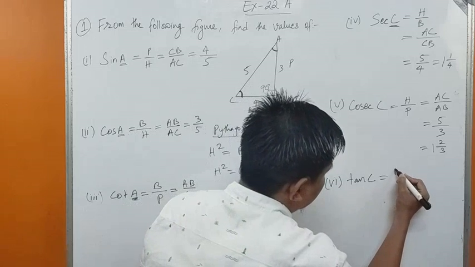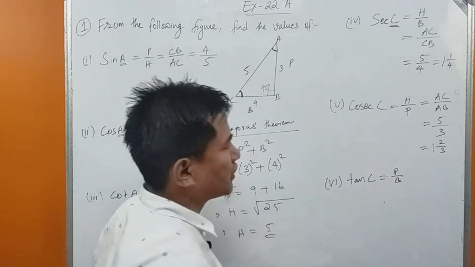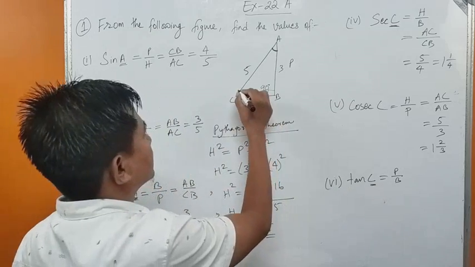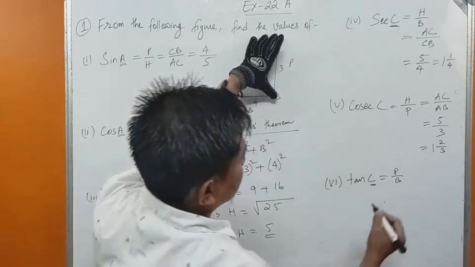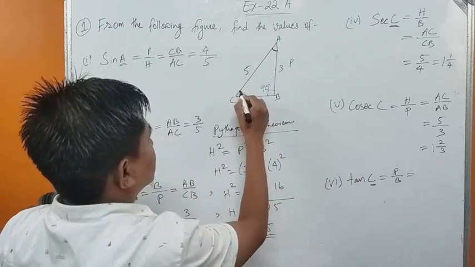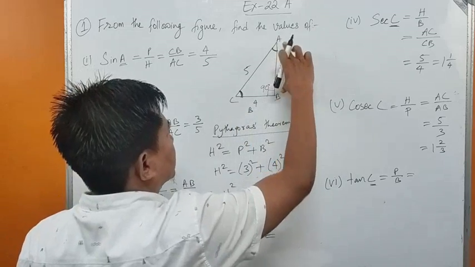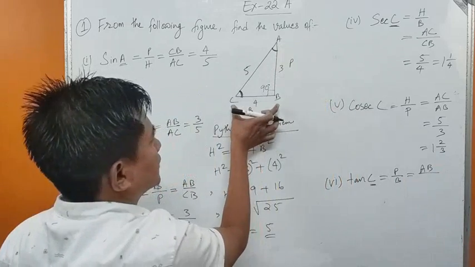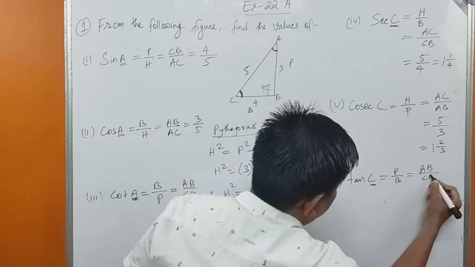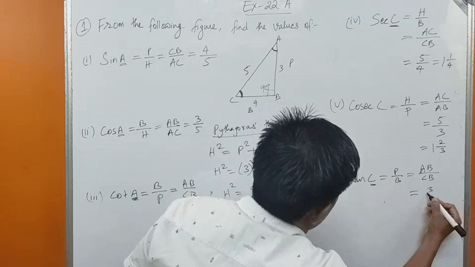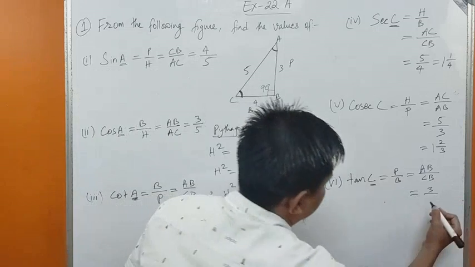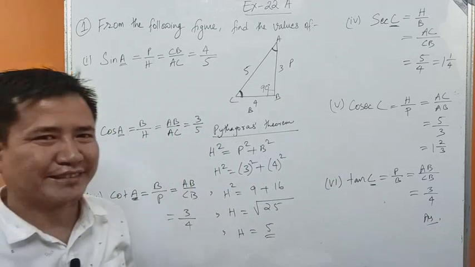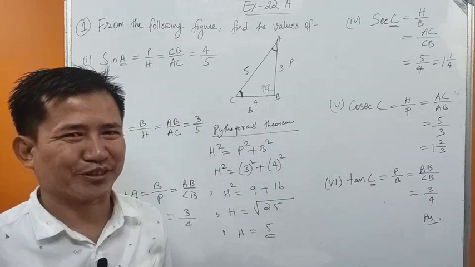Tan C means perpendicular upon base. So we are talking about angle C. That means this angle. Perpendicular is AB. When we talk about this angle, this becomes base, this becomes perpendicular. Perpendicular is AB and base is CB or BC. So AB is 3 and CB is 4. 3 upon 4. So this is the answer for question number 1. Okay, now let us move on to the next question.